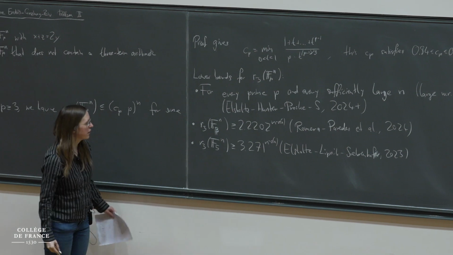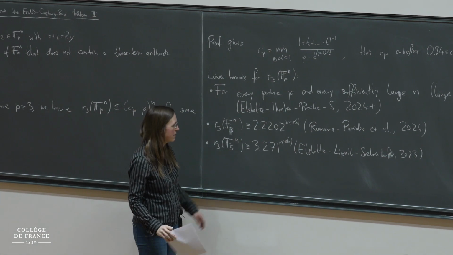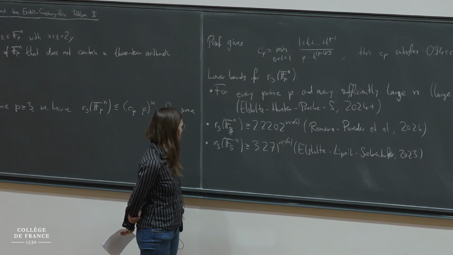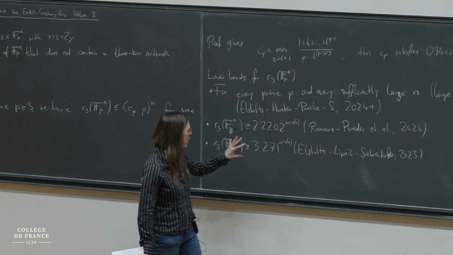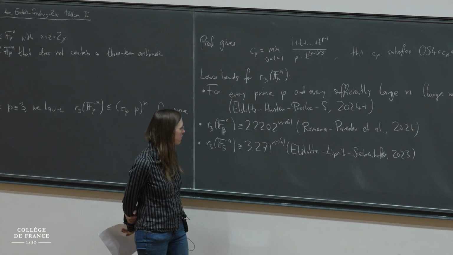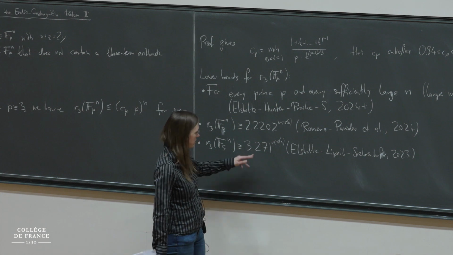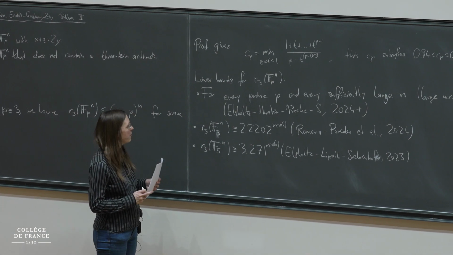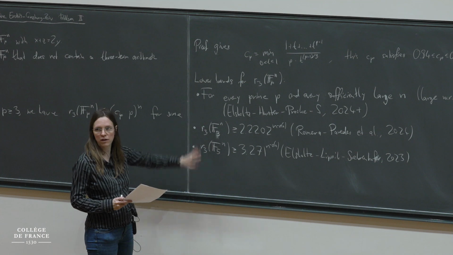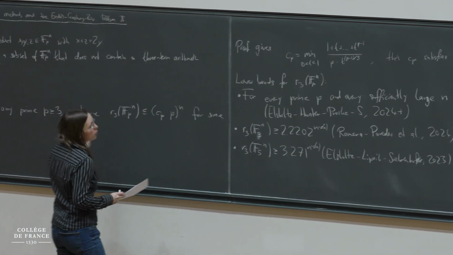n minus little o of n, is known by Romera-Paredes et al. using artificial intelligence techniques. And then for p equals 5, that's 3.271^(n minus little o of n), is the best known lower bound due to Elsholtz, Lipnik, and Siebenhofer. So that's just as a reminder for lower bounds, but today we focus on the upper bound.